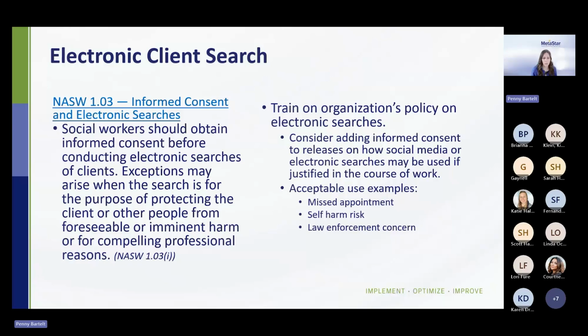An acceptable use might be you have a very reliable client who always shows up, but last time you saw them, they were pretty depressed and they missed an appointment. So it might be worth going out there, if you know that they're on social media, to see if they have posted recently or anything like that. Obviously, if there's some self-harm risk, that would be justified, or maybe some law enforcement concern.